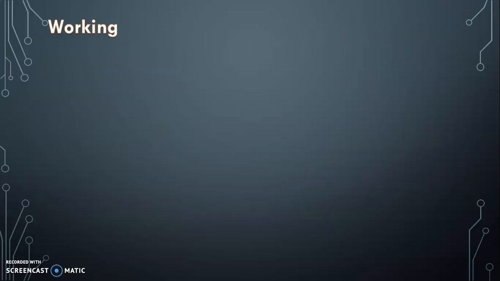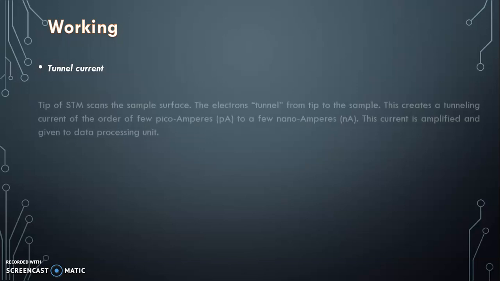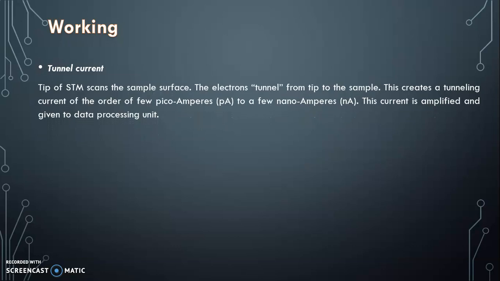Now we'll see the working. First is the tunnel current, which we get when the tip is moving on the surface. That current is very small, in some nanoamperes. The tip of the STM scans the sample surface. Electrons tunnel from the tip to the sample. This creates a tunneling current of the order of a few picoamperes to a few nanoamperes. This current is amplified and given to the data processing unit.